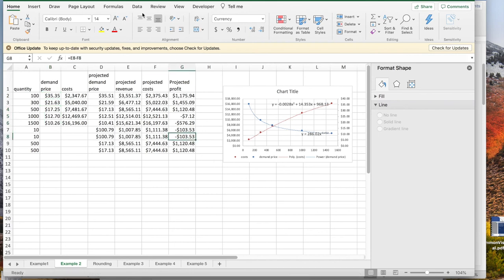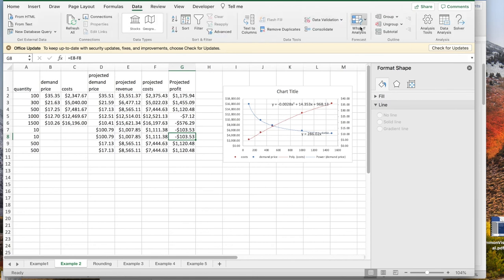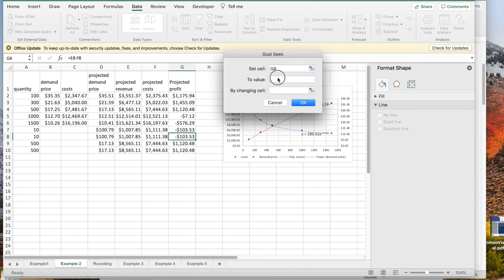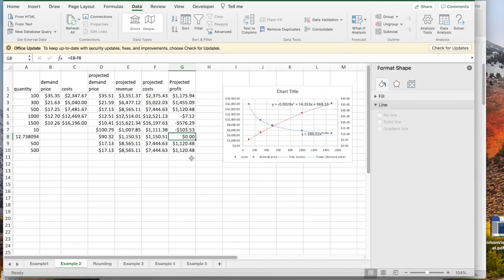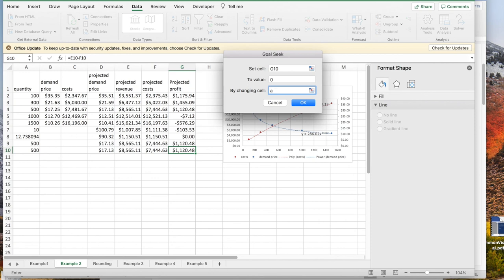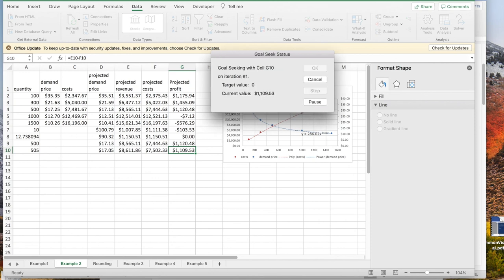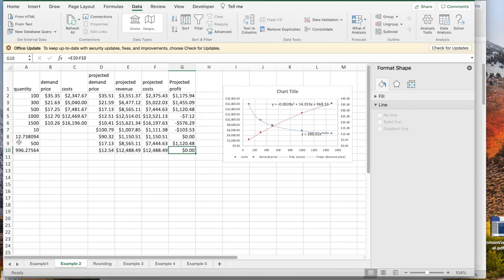So I'm now going to go into my data tab. I want to do what if analysis, goal seek. I'd like to make my profit 0 by changing the quantity, A8. Similarly, I'd like to make the profit here 0 by changing A10, the quantity. And so I see from this I have break-even points at 12.73 and 996.27. Thank you.